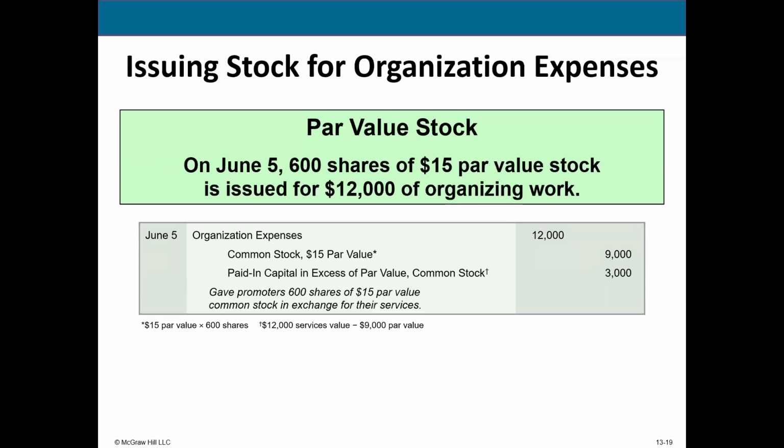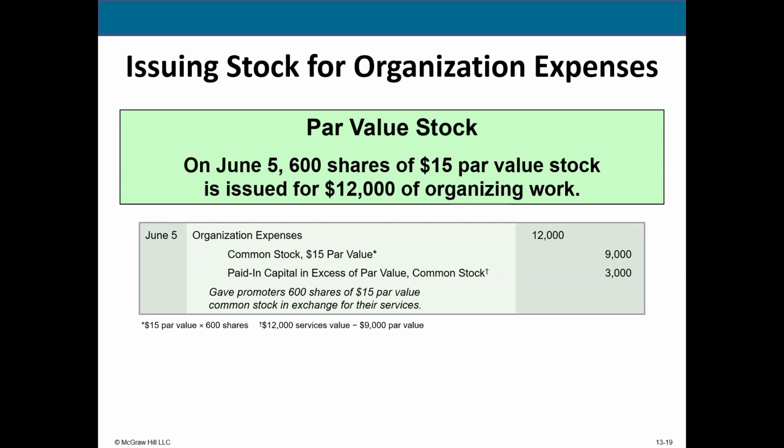We can also issue shares of stock if we don't have enough cash on hand for other things, like organization expenses, which are legal fees, right? It's like, oh, got this real expensive attorney, took care of incorporating my company, but I can't afford to pay him, so I'll pay him in shares of stock instead. And that's exactly what we did here. So here we said, hey, attorney, we'll give you 600 shares of stock in the company. It has a par value of $15 per share for the $12,000 of work that you performed.